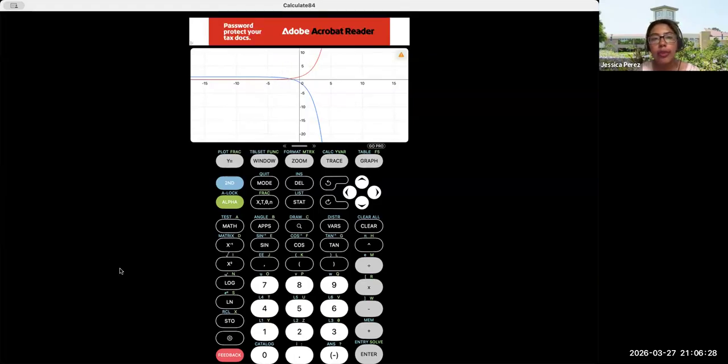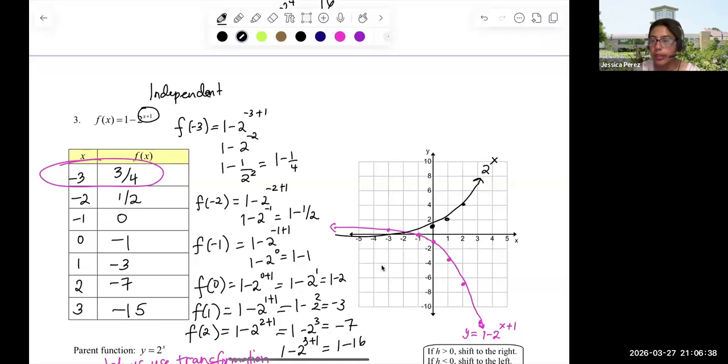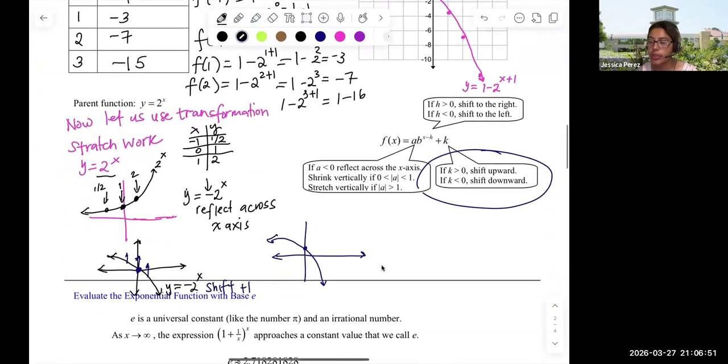So note that within that question, this x plus 1 on the inside of the function means horizontal shift. So you also had a horizontal shift. Using transformations, we started with y equal 2 to the x. It reflected across the x, it shifted upward, and then it also shifted horizontally.